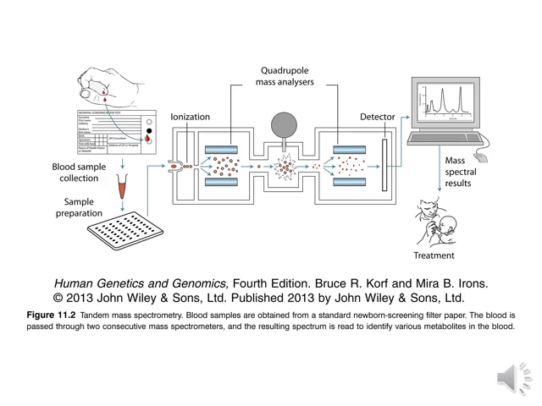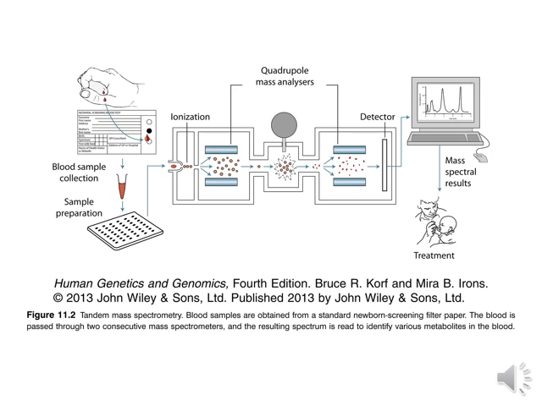This slide is showing you the process of tandem mass spectrometry. The blood samples are obtained from a standard newborn screening filter paper. The blood is passed through 2 consecutive mass spectrometers, and the resulting spectrum is read to identify various metabolites in the blood. And this whole process is going to allow us to diagnose a much larger number of metabolic disorders, and this has replaced the bacterial inhibition assay.